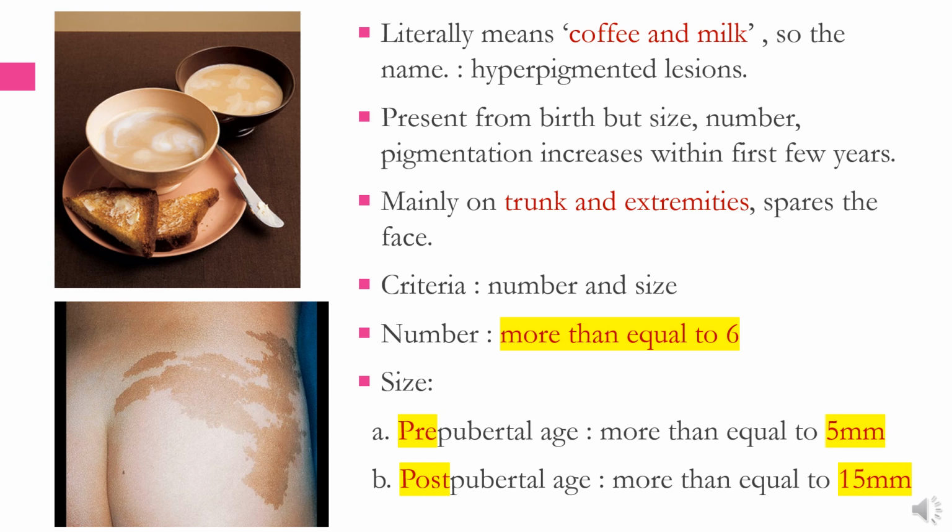They spare the face, and for the diagnostic criteria, you have to remember the numbers. The number is more than or equal to 6. In case of size, in prepubertal age, the size should be more than or equal to 5 millimeter, and in postpubertal age, the size should be more than or equal to 15 millimeter. So a small child has a small size, prepubertal is 5 mm, a bigger child, postpubertal, has a bigger size, 15 mm.